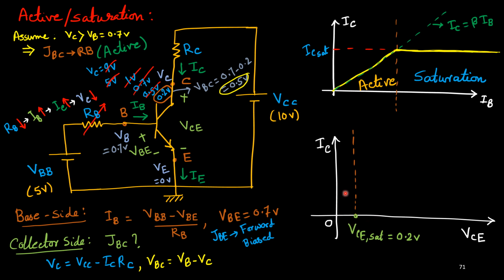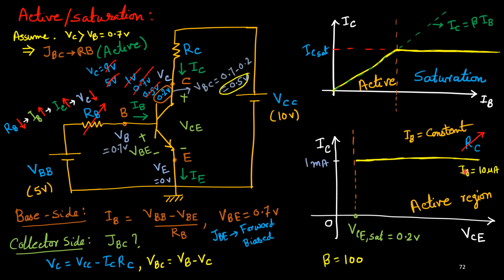But in this region, when VCE is less than 0.2 volt, both the junctions will be forward biased. Okay, then it will be saturation region, right? So there the IC is not equal to beta IB, rather IC is less than beta IB. Please remember these things.